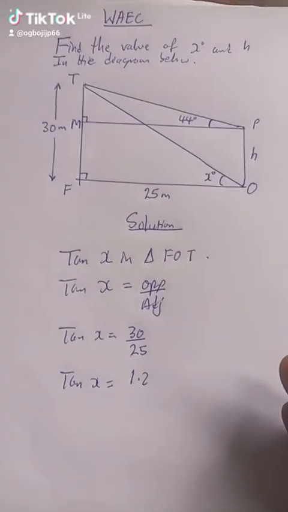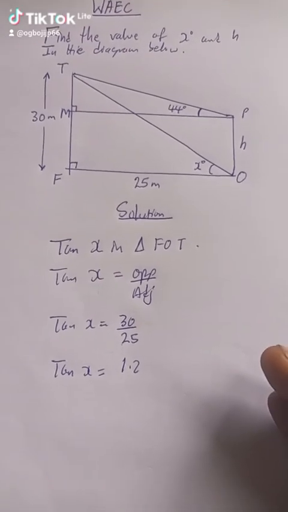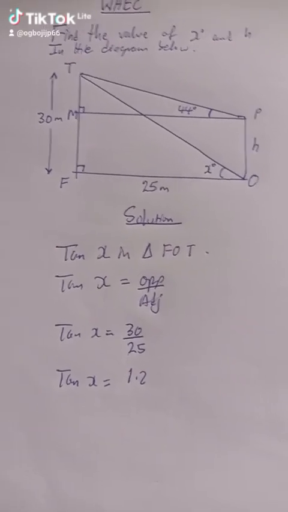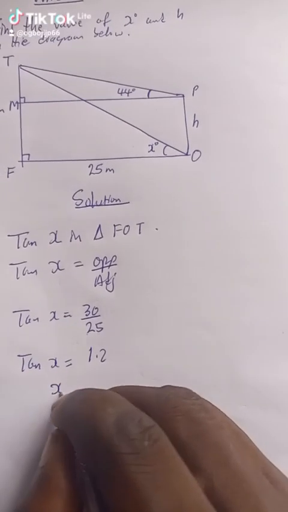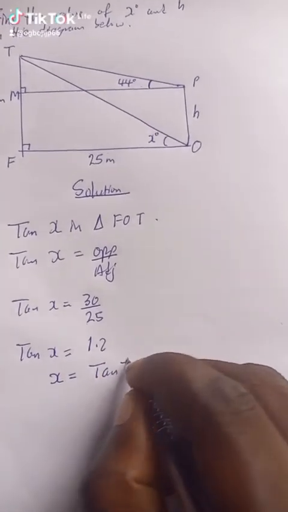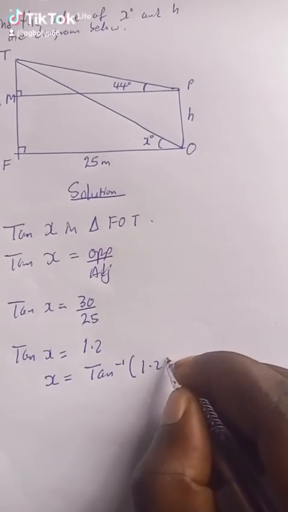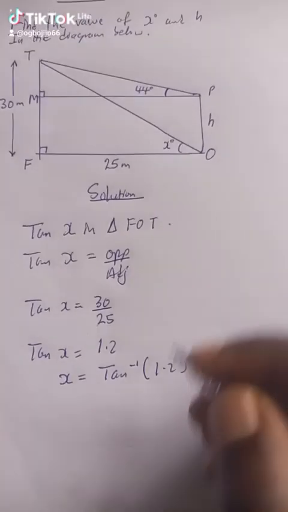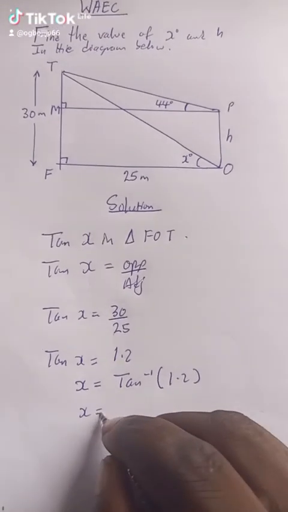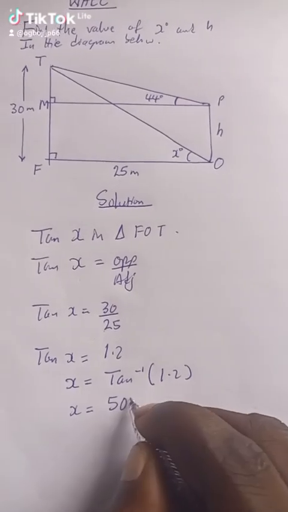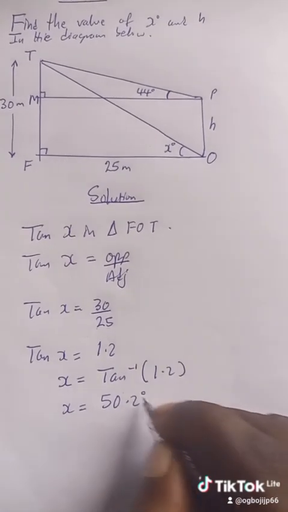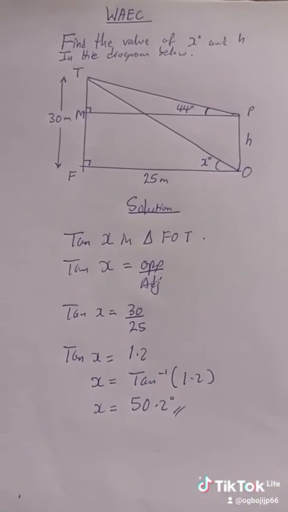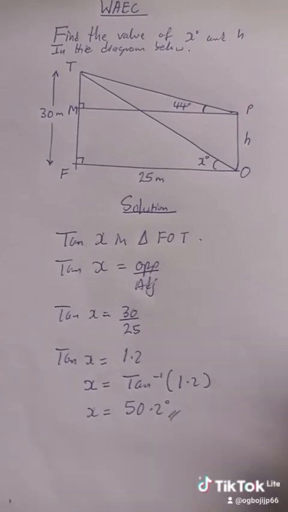Now we are looking for the value of x, not tan x. So what we need to do is to find the tan inverse, which is the number whose tan is 1.2. How do we do that? x will be equal to tan inverse, written as tan raised to the power of minus 1, of 1.2. With our calculator, we press shift tan, then 1.2. We get the value. So x will now equal 50.2 degrees approximately. I have decided to approximate it to 1 decimal place.